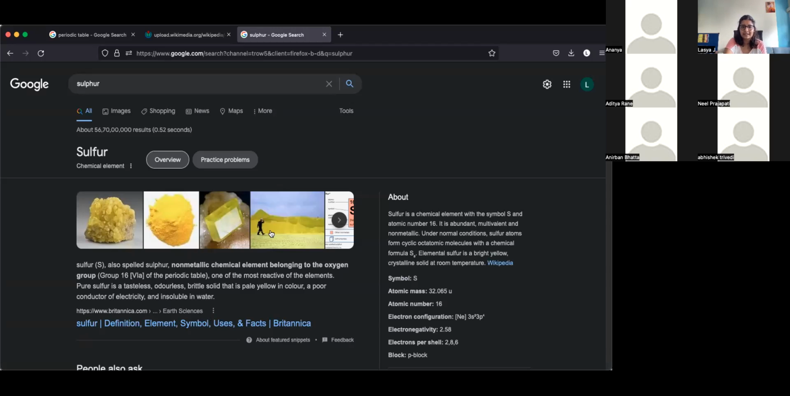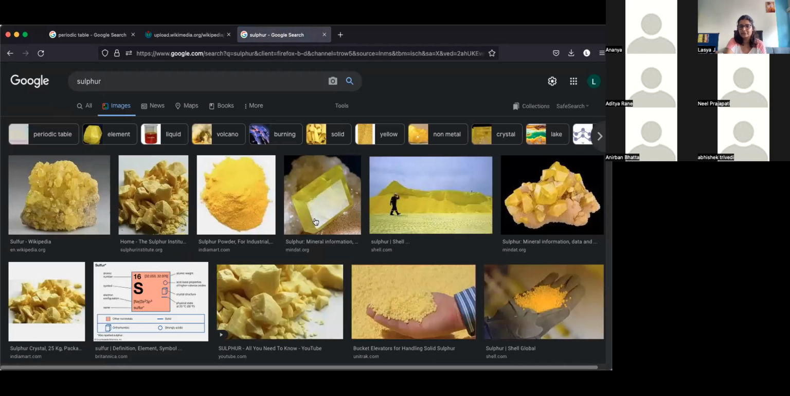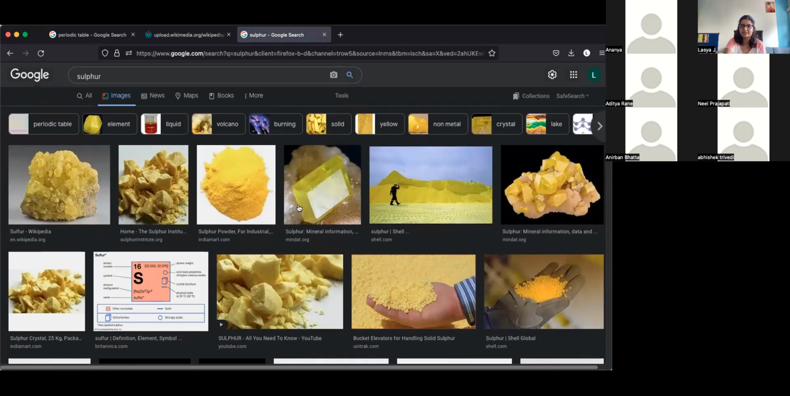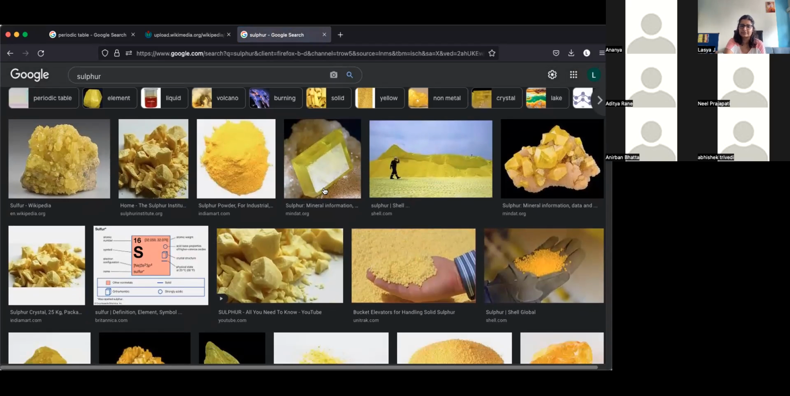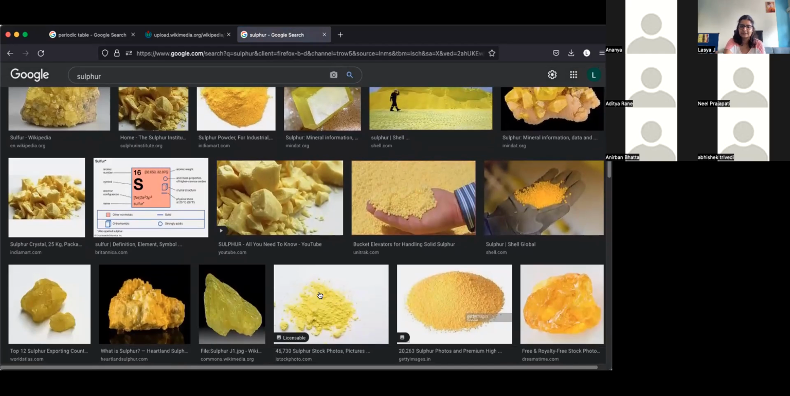But here you go. This is sulfur. It's a bright yellow color solid. That's what it looks like. And these are the two allotropes of sulfur. You have a crystalline form, like monoclinic and rhombic sulfur.